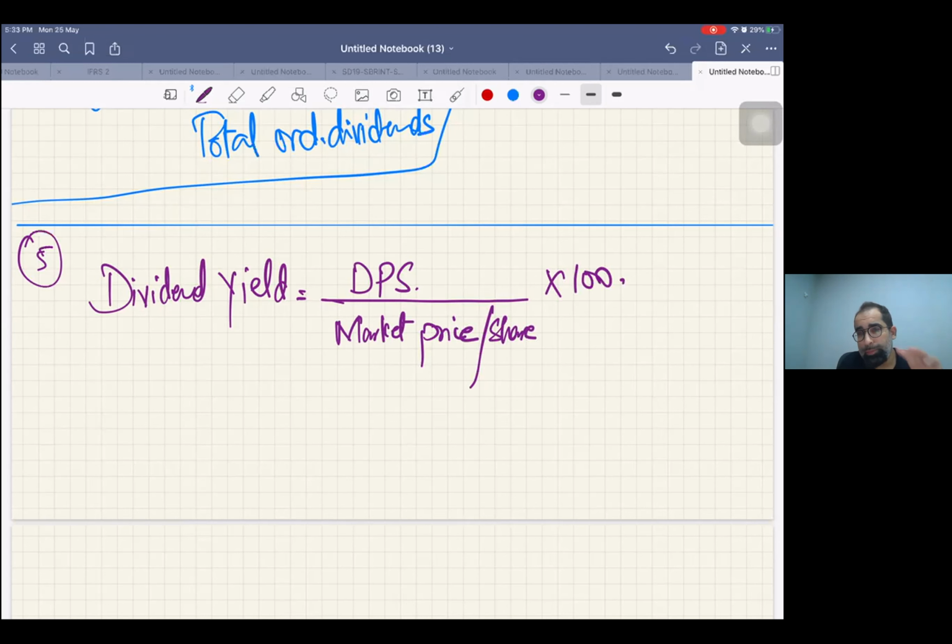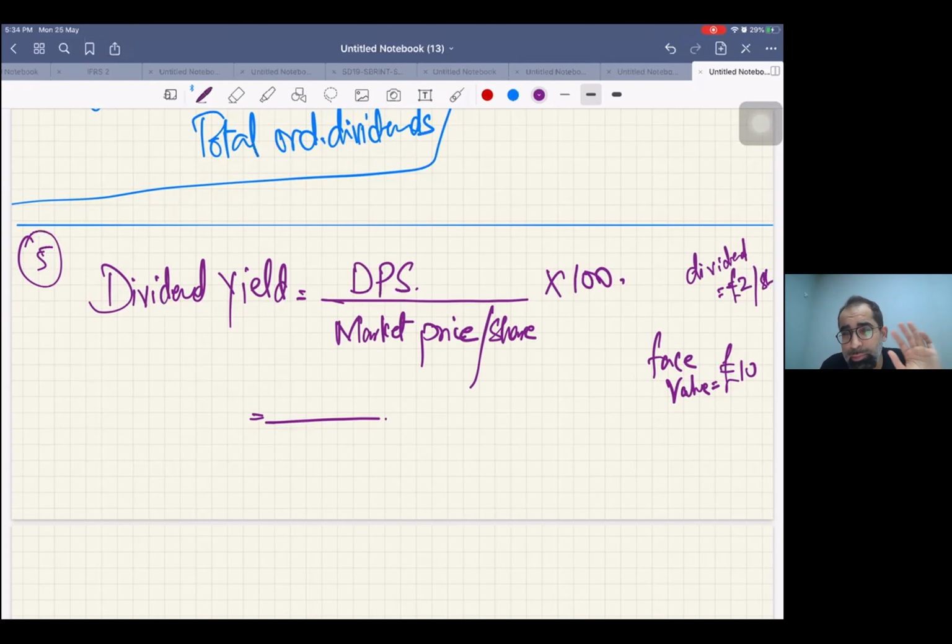Now hold on. Let us say the face value of one share, which is given by law, is 10 pounds. And the company is giving a dividend of 2 pounds per share. This is a requirement of company law in many countries: whenever a company announces a dividend, they announce it as a percentage of face value.